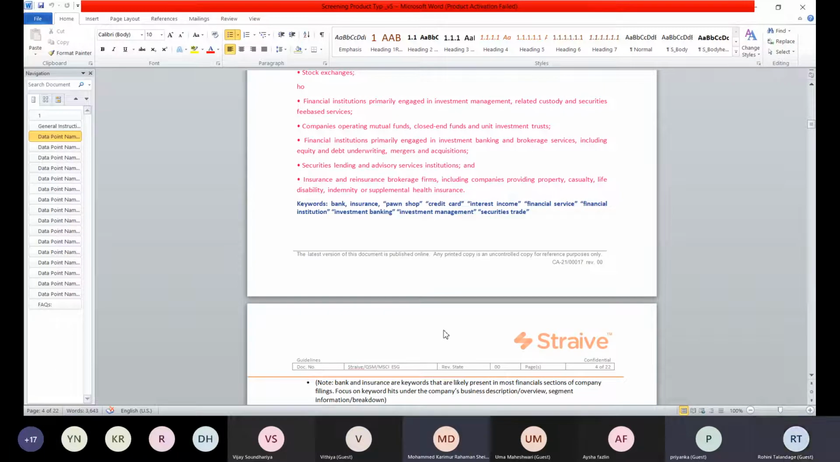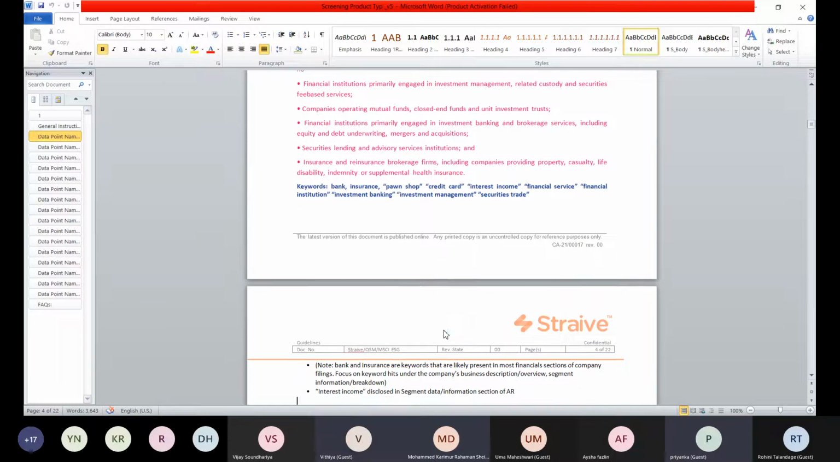Any issuer who is in the banking domain, who is doing banking related business, then this data point should be yes. If any keyword is giving a negative context, then this should be no. And if no keyword is mentioned regarding credit card, interest income, insurance, bank, nothing is disclosed in the report. Let's say the company name is Facebook, so will Facebook come under this data point? No, sir. Because it is a software company, a social marketing company.